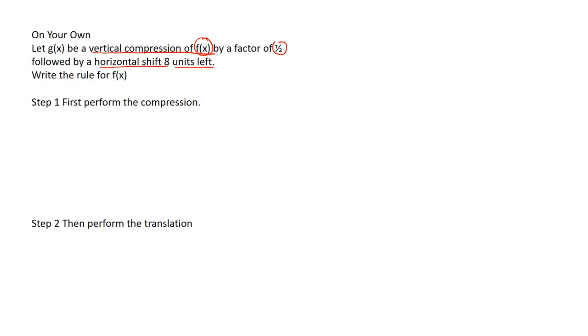I didn't actually write the problem down correctly, so let's do it right now. Let f of x equal x. That's what it should have been on there. All right, so first of all, we're going to do a vertical compression. So our first step is going to say g of x is going to be, vertical is our y. So we have to take f of x, which is y, the whole thing, and it says a vertical compression, so that's going to be multiplied by 1/2.